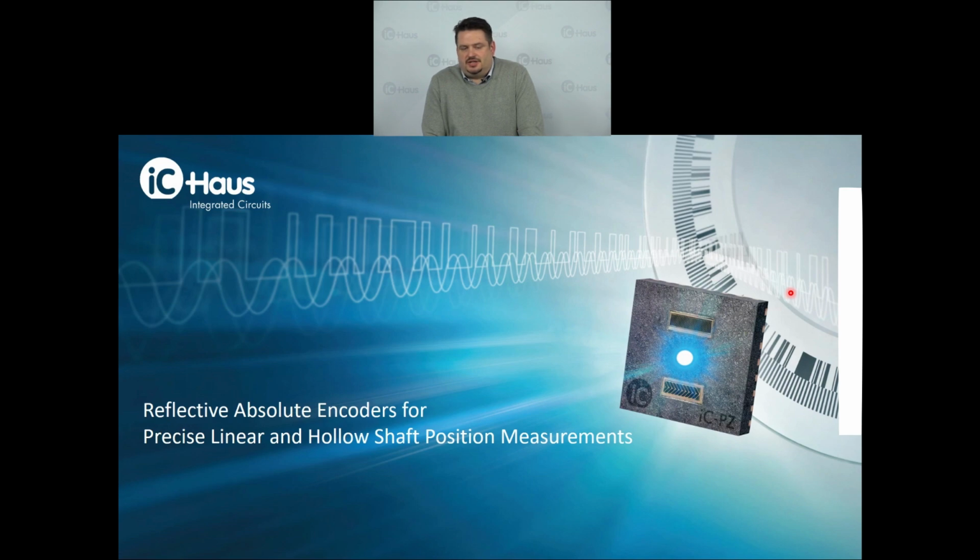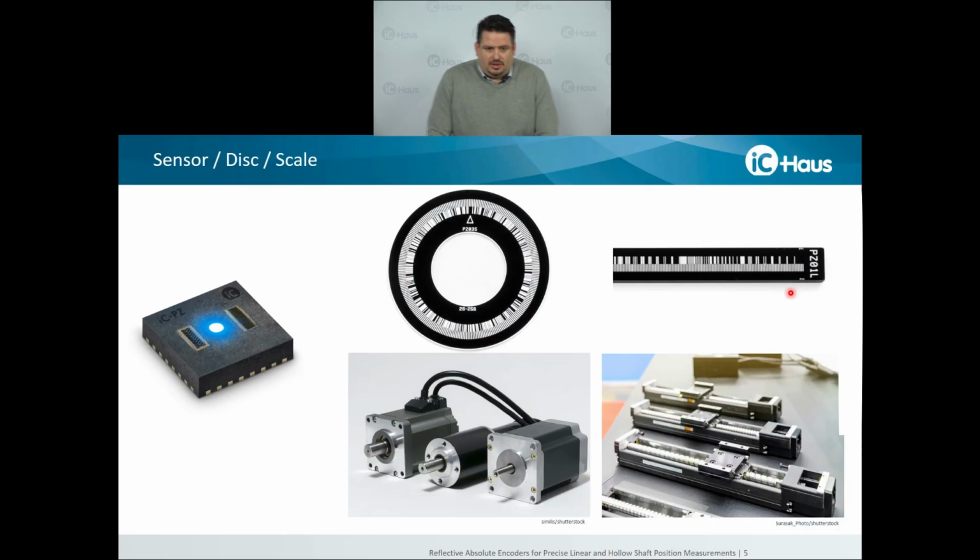Before we start and present our live demonstration, let me give you some basic facts and figures about iC-PZ. Today we will talk about the iC-PZ in package OQFN 5x5 with 32 pins. We will demonstrate an encoder disk of 69mm outer diameter, and a linear stage equipped with a linear scale of 160mm with a native resolution of 204.8 micron.